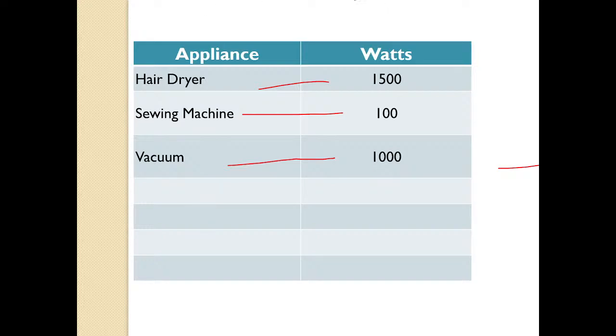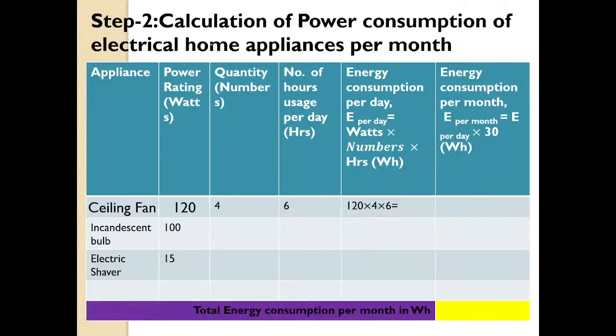Okay, after noting down the power ratings, what we have to do is calculate the power consumption of electrical home appliances per month. So let us calculate. Write down the electrical appliances. I have written only 3 appliances here. Write down the power rating in the next column: 120 for the ceiling fan, incandescent bulb 100, electric shaver 15, and so on. You can write many more things that I have not written here.